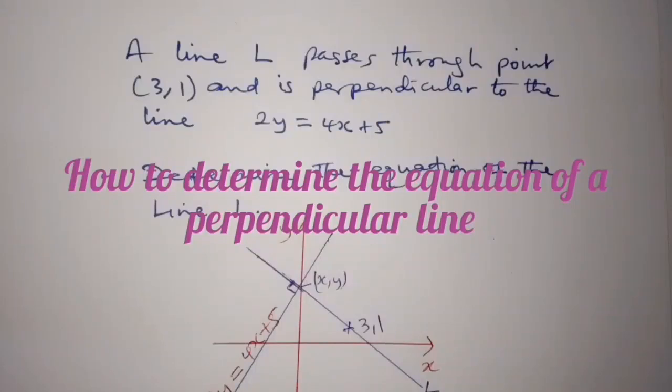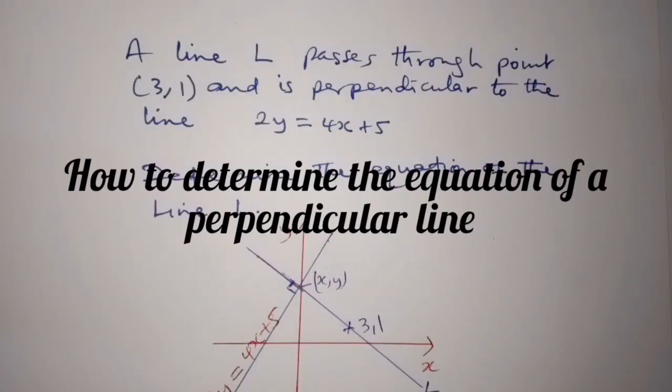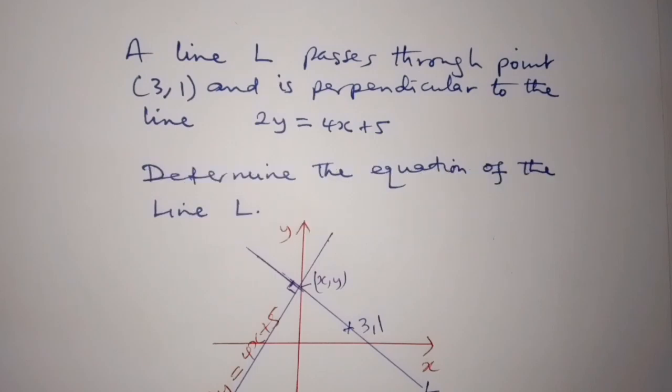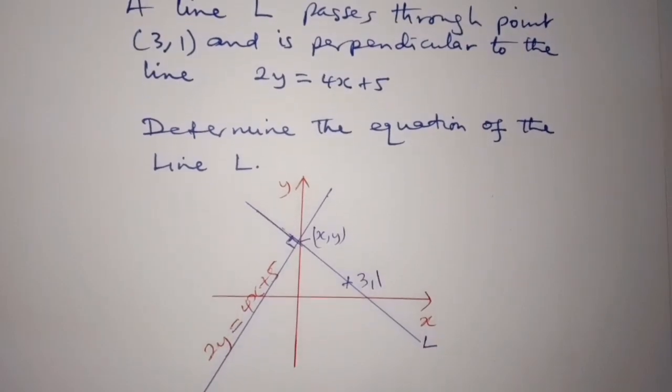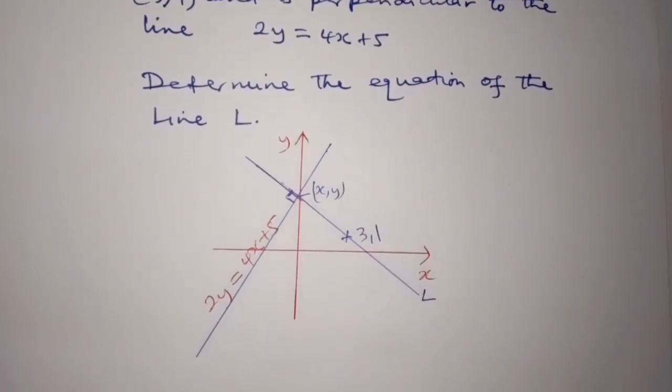Line L passes through point (3, 1) and is perpendicular to the line 2y = 4x + 5. Determine the equation of the line L. So we can draw a sketch like this one here to guide us in solving this problem.